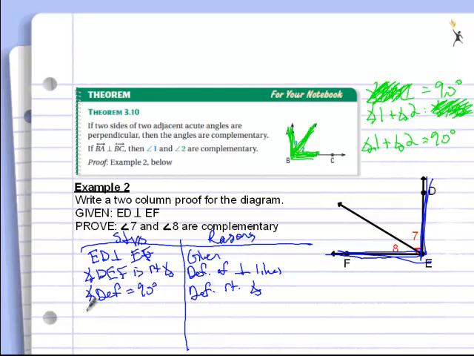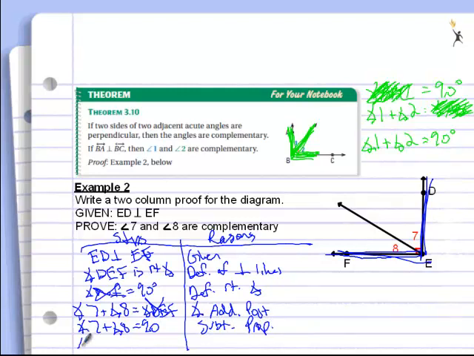Well, then we can say that, excuse me, not angle 1 and 2, but angle 8 and angle 7. Angle 7 plus angle 8 equals angle DEF. That is the angle addition postulate. You can see now we're doing exactly what we did up here. I cross off that DEF and cross off that DEF. Angle 7 plus angle 8 equals 90. That's the substitution property.